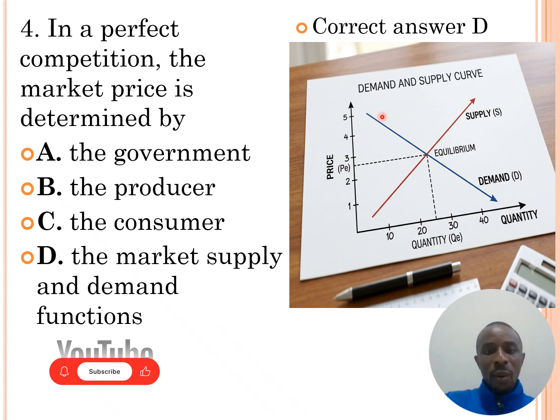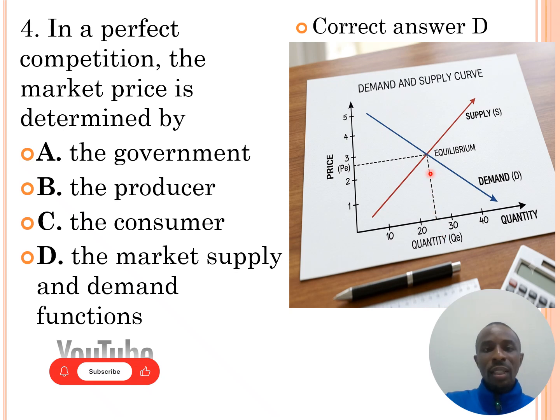And we have our demand and supply curve. We have the demand curve, this blue line. We have the supply curve, this red line. Now, you can see the meeting point of demand curve and supply curve. To my left, it is the price, equilibrium price. Why? When you take it down, that's equilibrium quantity.